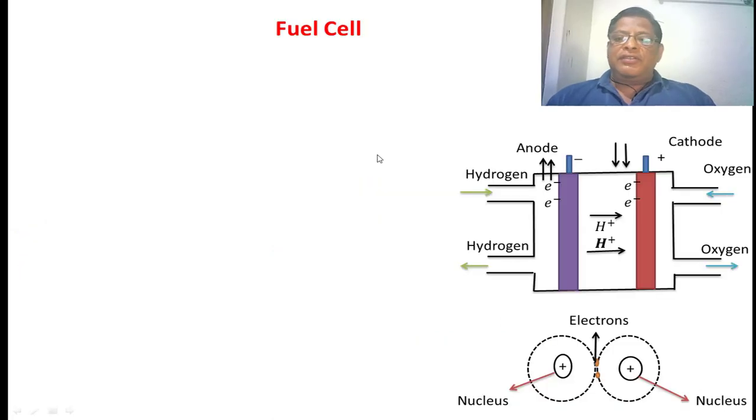The construction of the fuel cell is like a battery only. This is the anode, this is the cathode. Between the anode and cathode, electrolyte is there. This is the container where we are giving the fuel to the fuel cell.